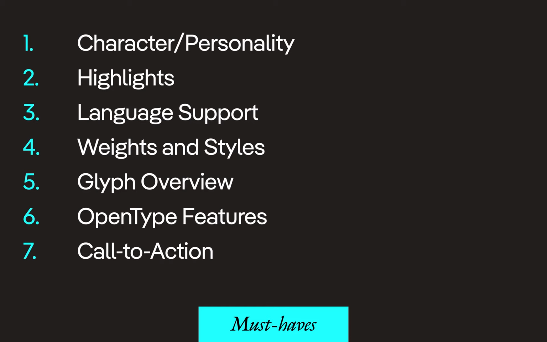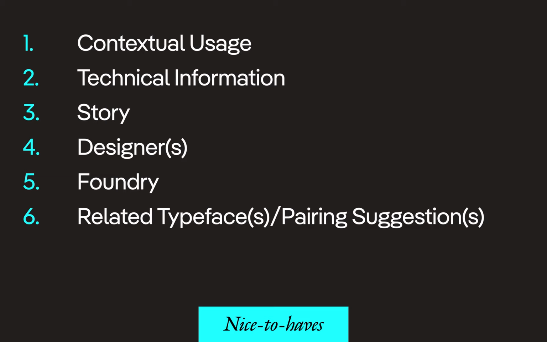Let me finish by summarizing the must-haves again. 1 is the character. 2, design or technical highlights. 3, language support. 4, weights and styles. 5, glyph overview. 6, OpenType features. And 7, a clear call to action. Although readers consider everything else secondary, I encourage you to include some nice-to-haves or whatever you can think of anyway.